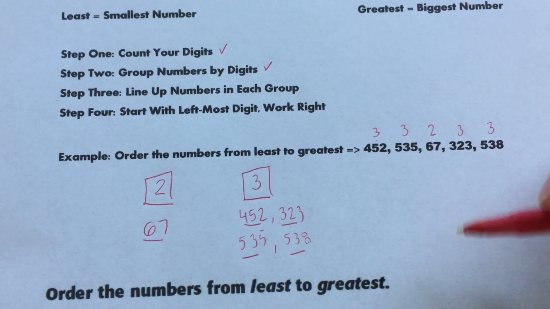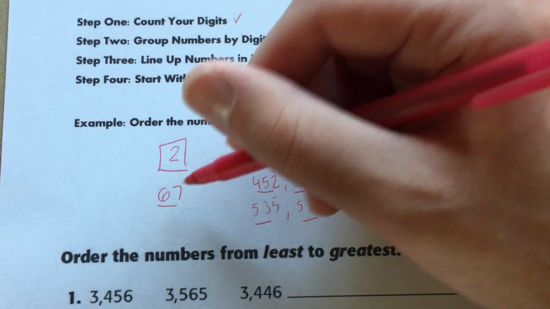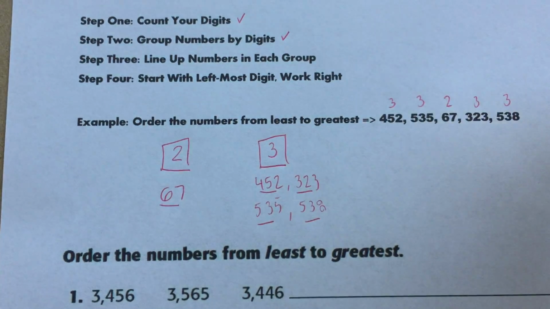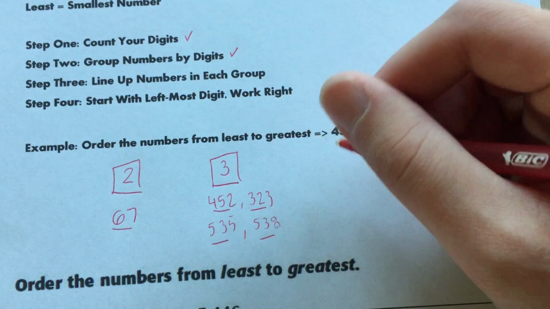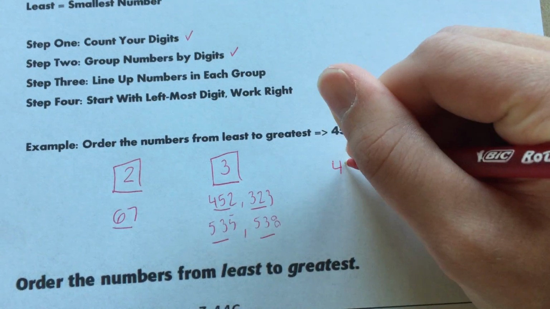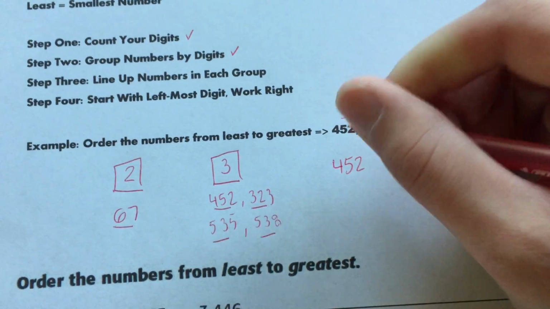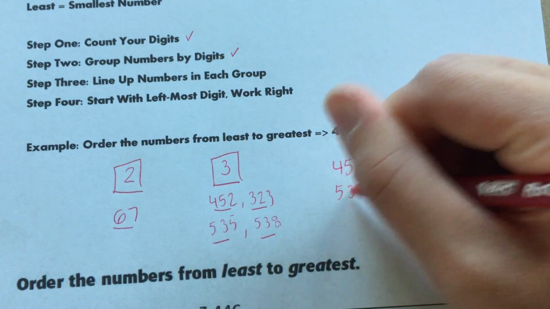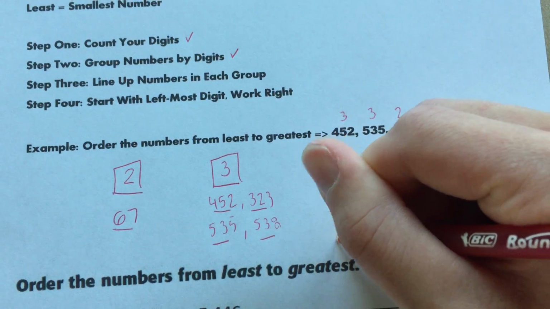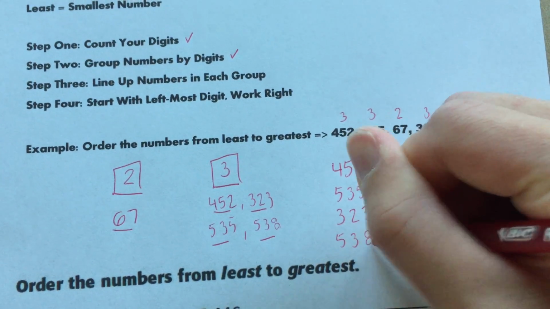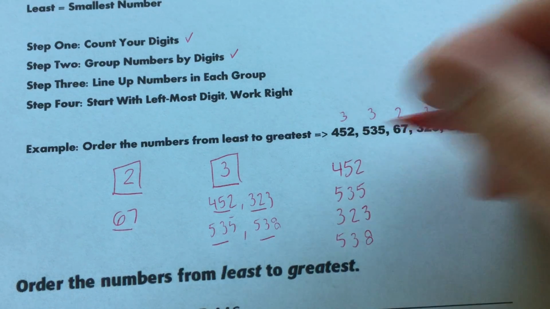And I'm going to line them up vertically. Now, 67, that one's done. We don't have to do anything with that one. That one's already lined up. 452, though, and the others, we can stack. 452, 535, 323, and 538. Yeah, those are our 3-digit numbers.